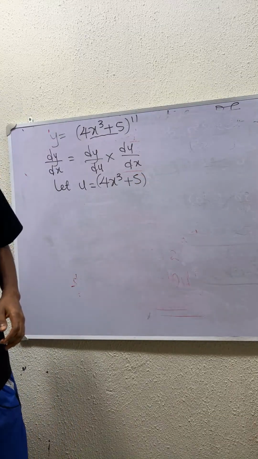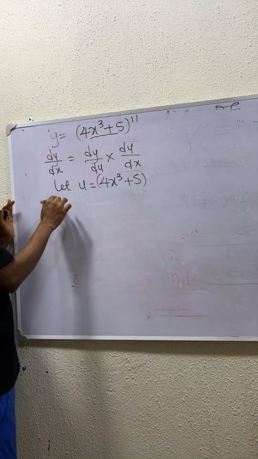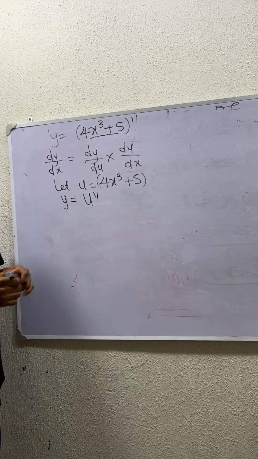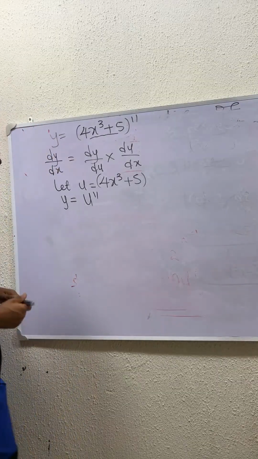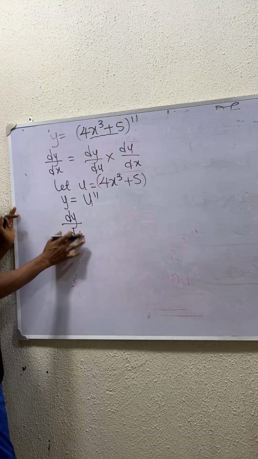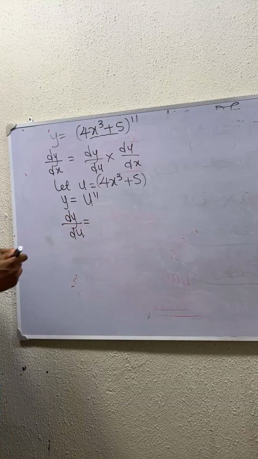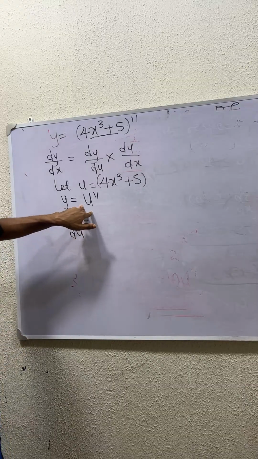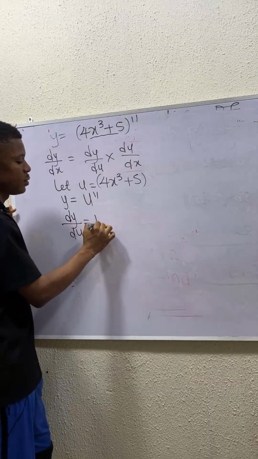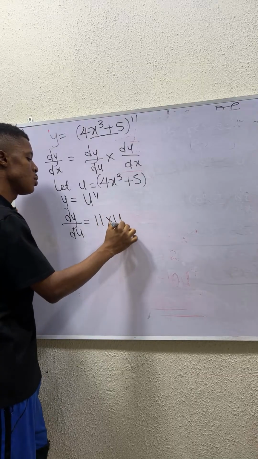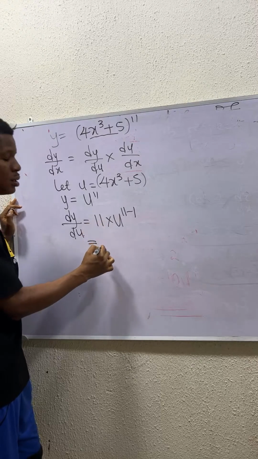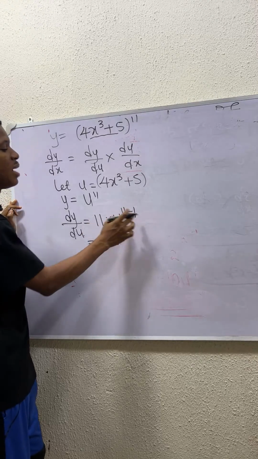So now you can see that our y will be equal to u to the power of 11. The next thing we do is to differentiate y with respect to u. So we multiply by the power 11: 11 times u to the power of 11 minus 1. 11 times u is 11u. Then 11 minus 1 is what?